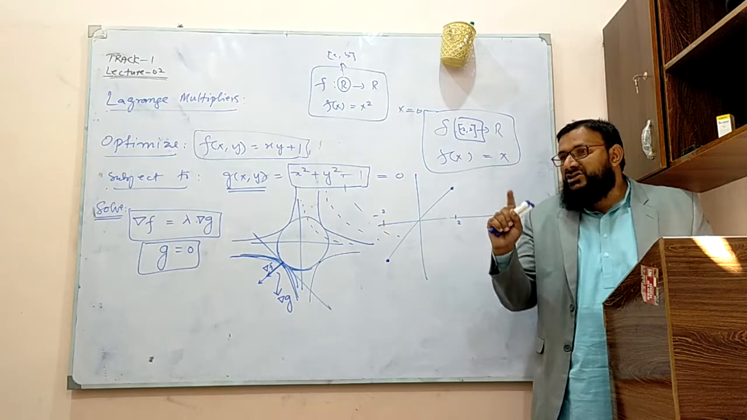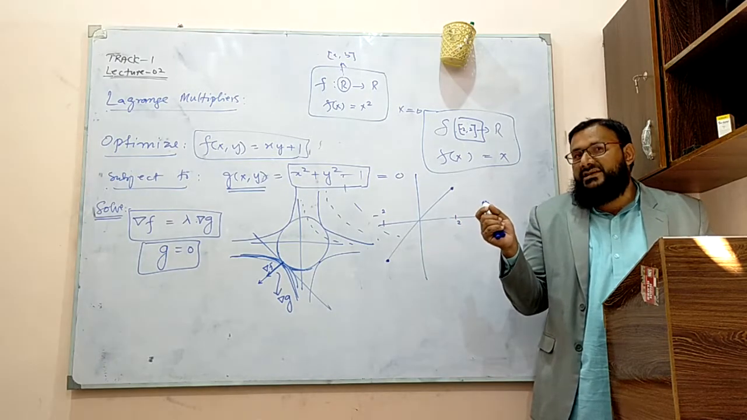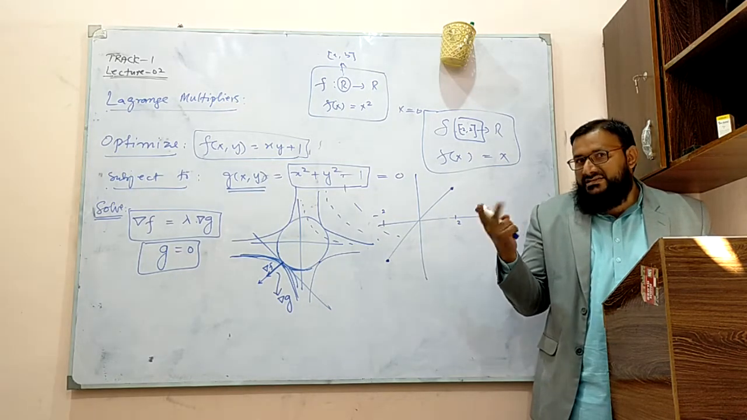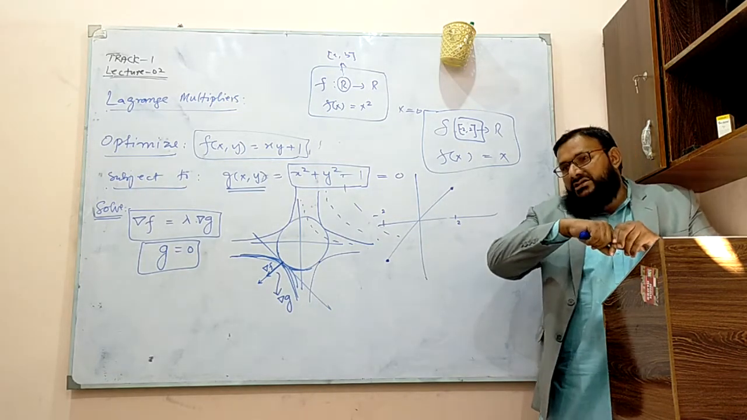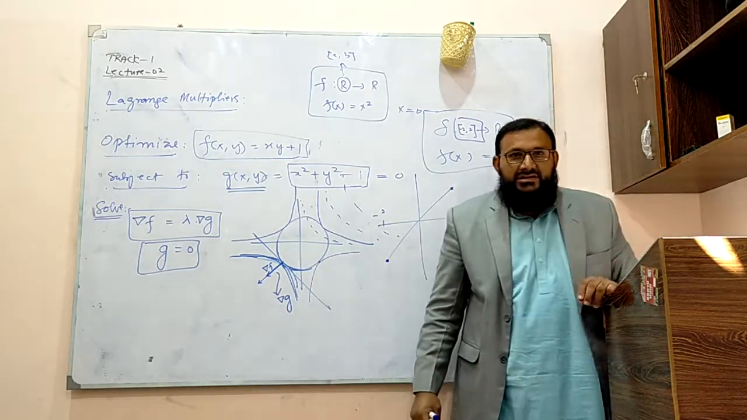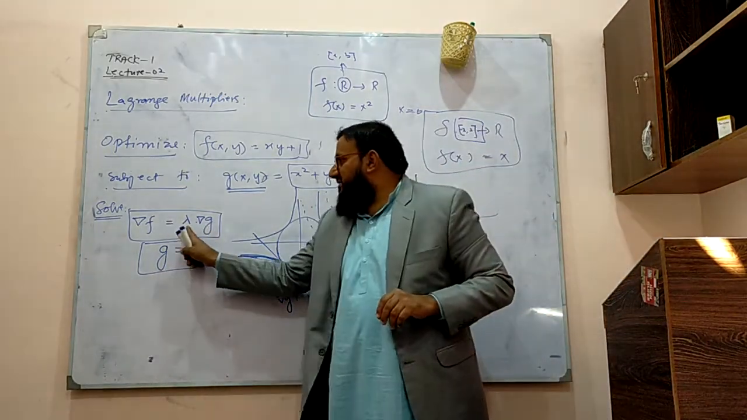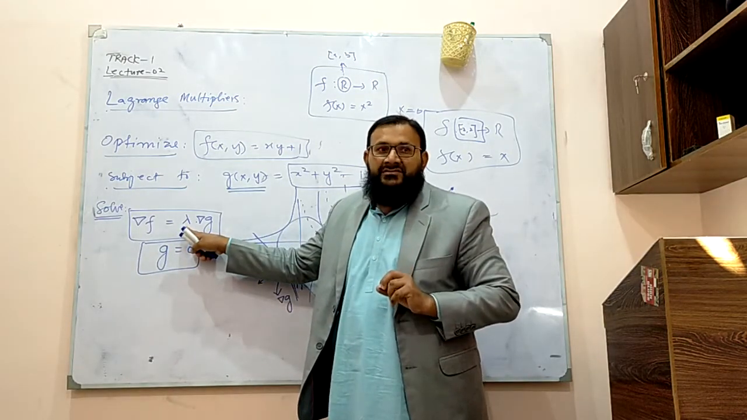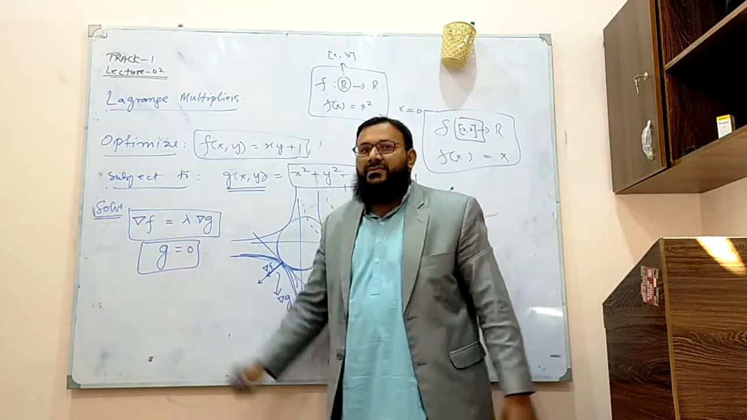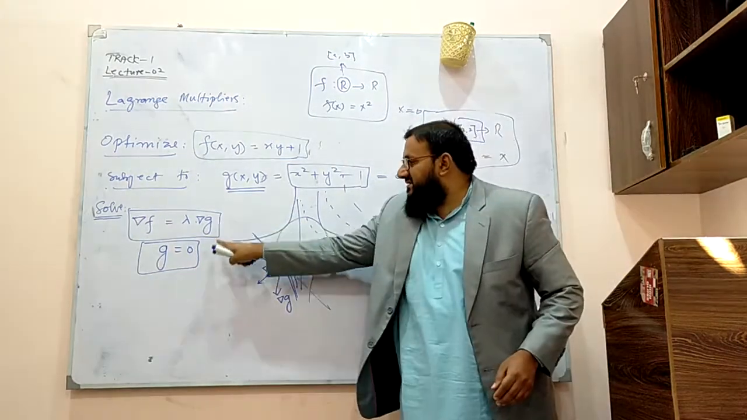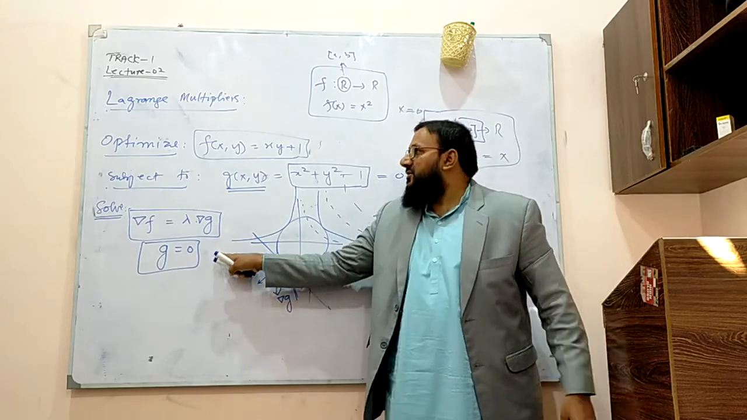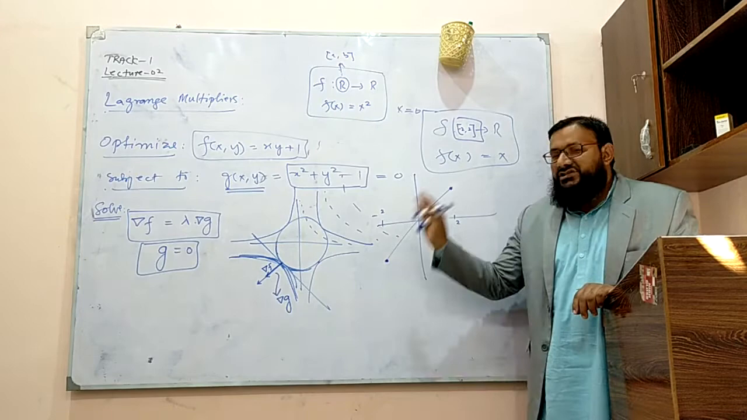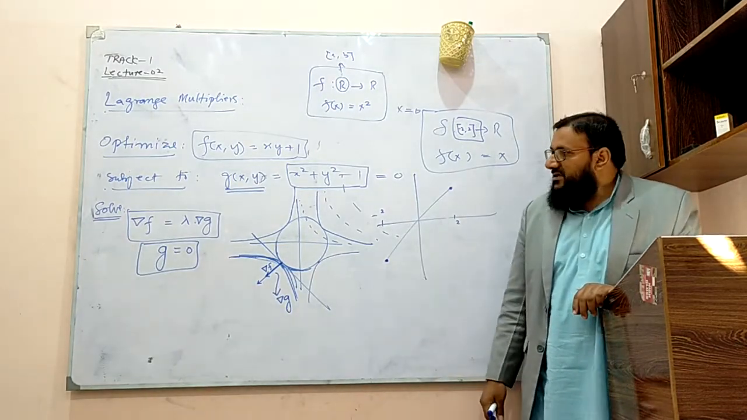Their direction could also be opposite, but we simply say that their angle is either 0, or when the direction is opposite, their angle is 180 degrees. If the direction is opposite, this lambda would be negative. If the direction is similar, then the value of lambda is going to be positive. So you have to solve this system of equations simultaneously. You will get the maximum or minimum values for the function that you have. So this is simply the idea behind Lagrange multipliers.